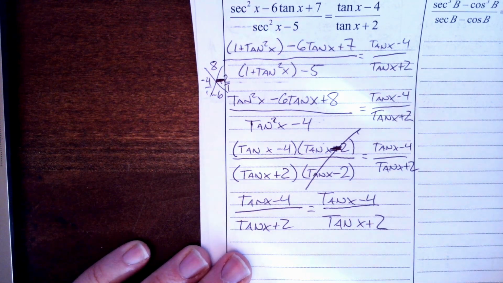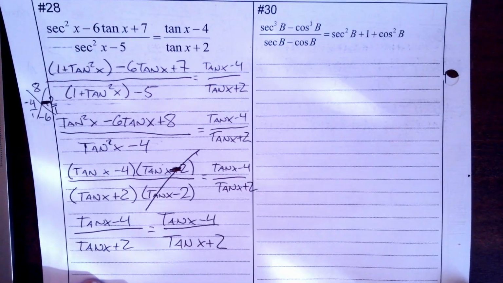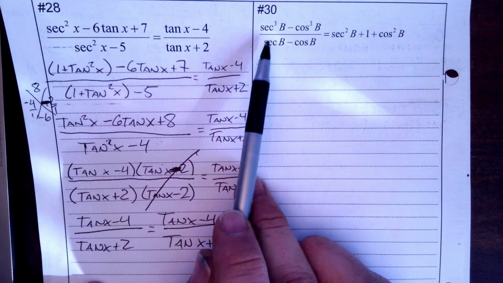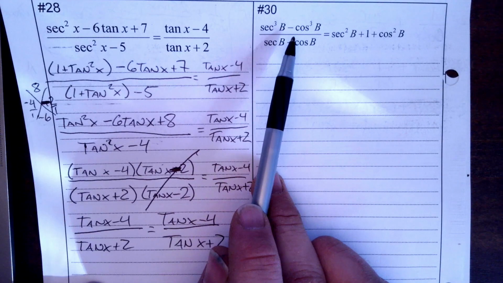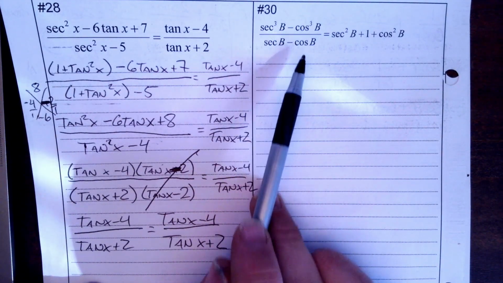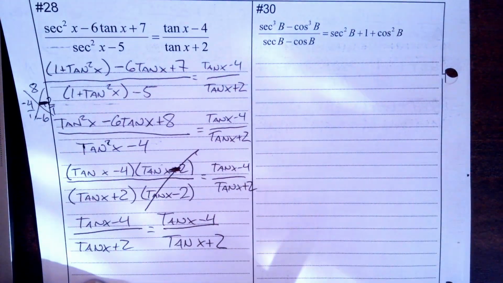In number 30, we have some more fancy factoring, but again, factoring oftentimes means things get to cancel out. So we have the secant cubed of b minus the cosine cubed of b over the secant cubed of b minus, just the secant of b minus the cosine of b equals the secant squared of b plus 1 plus the cosine squared.